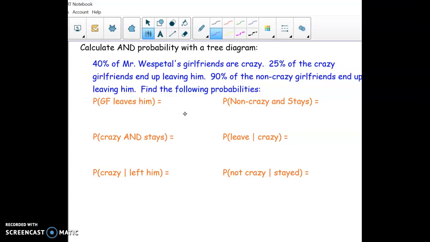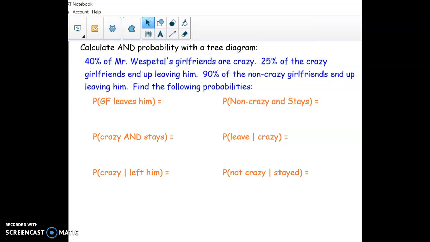This is rigorous data I calculated on my very illustrious dating career here. So 40% of my girlfriends are crazy. That sounds about right. 25% of the crazy girlfriends end up leaving me. 90% of the non-crazy girlfriends end up leaving me. Because of course, if they're non-crazy, then they should leave. So anyways, we want to calculate all these probabilities with a tree diagram.